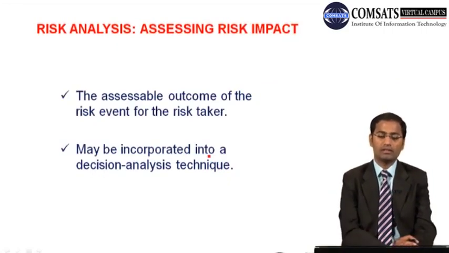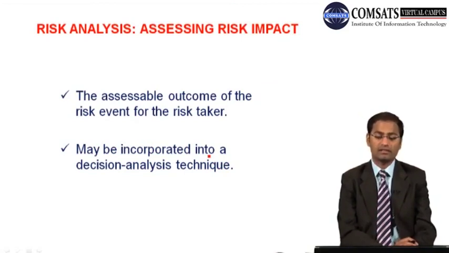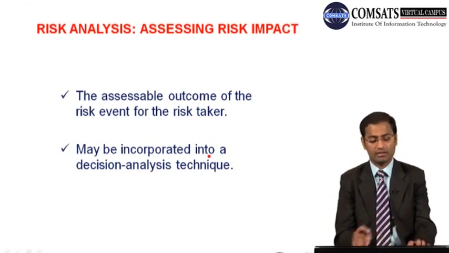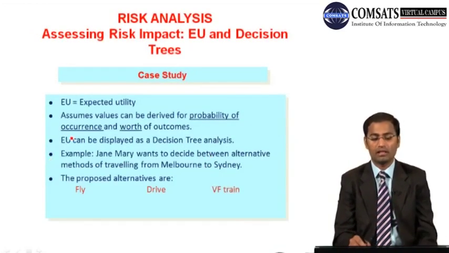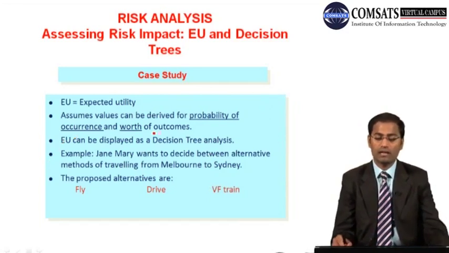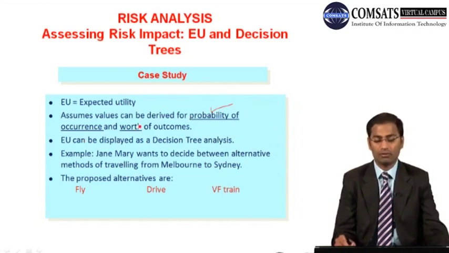So this is about risk assessment, assessing risk impact. The accessible outcome of a risk event for the risk taker may be incorporated into a decision analysis technique. EU is expected utility, and we assume values can be derived for probabilities of occurrence and worth of outcomes. So you are in need of both the probabilities of occurrence and the worth of outcomes.